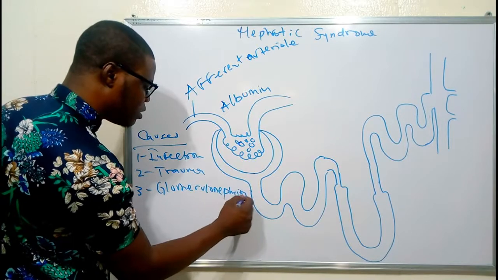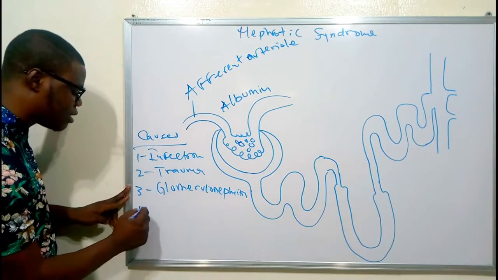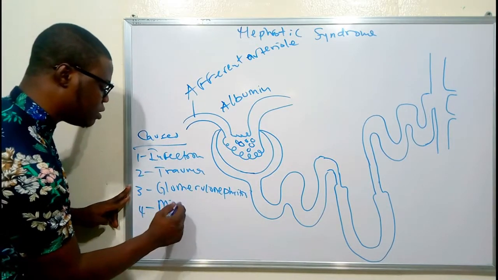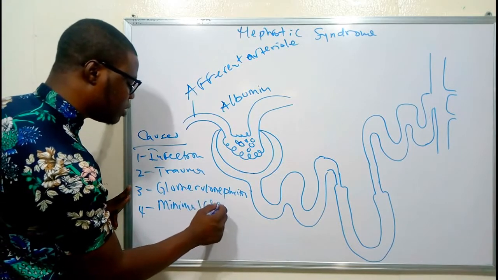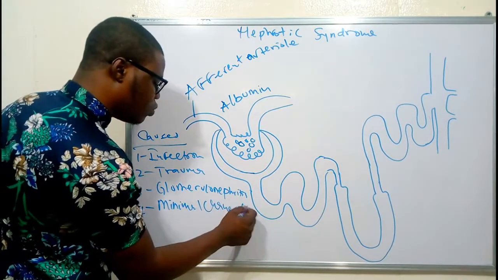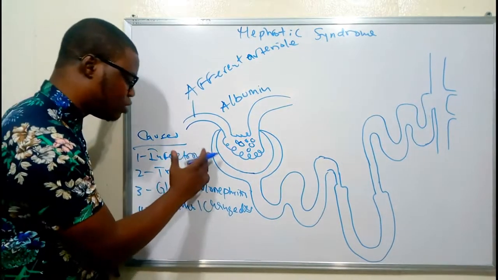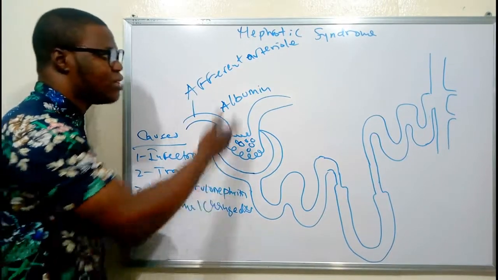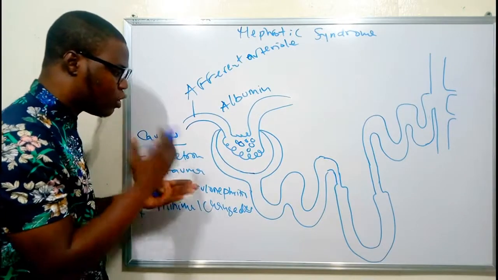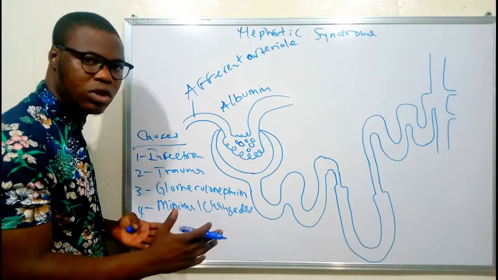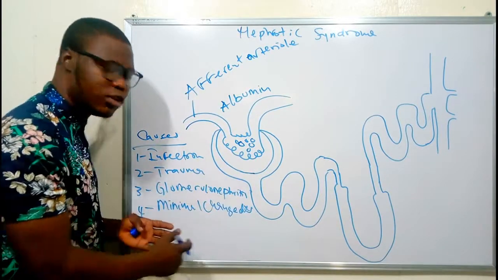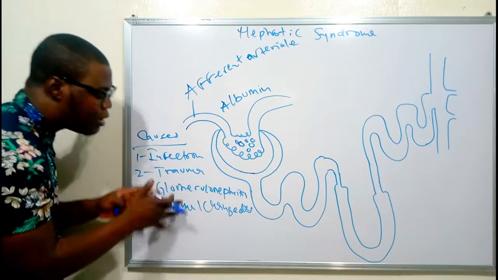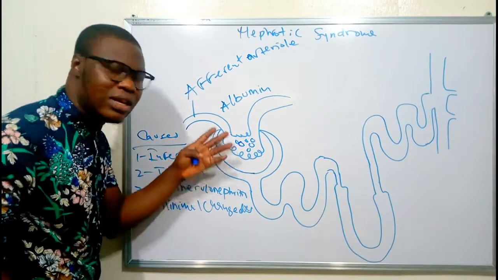Glomerulonephritis can cause nephrotic syndrome. And after that, we have minimal change disease. We are supposed to be talking about how this disease leads to nephrotic syndrome, but just to cut this video short, we are going to be talking about this in some other videos. So now, all these things can cause nephrotic syndrome.